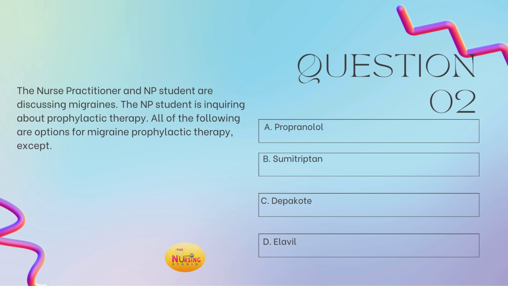So all of the following are options for migraine prophylactic therapy. Which ones are prophylactic therapy? Is propranolol prophylactic? Yes. Is sumatriptan prophylactic? No, that's abortive therapy for migraines, right? So B is the answer.